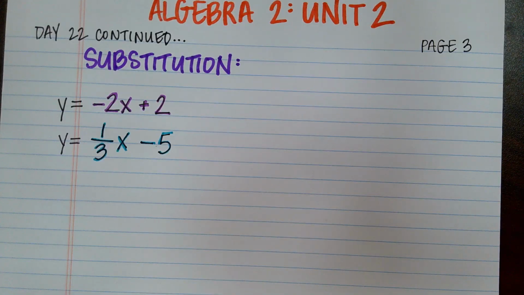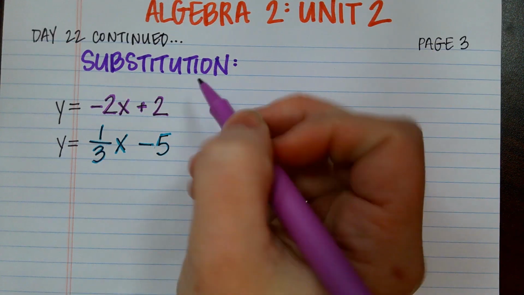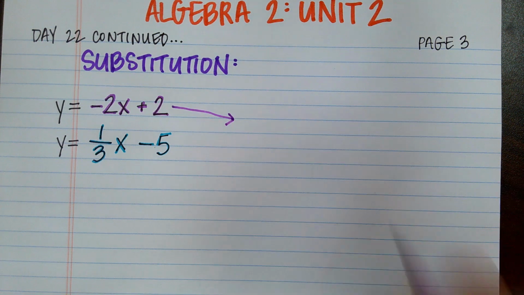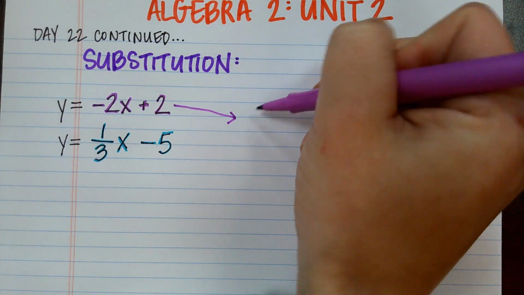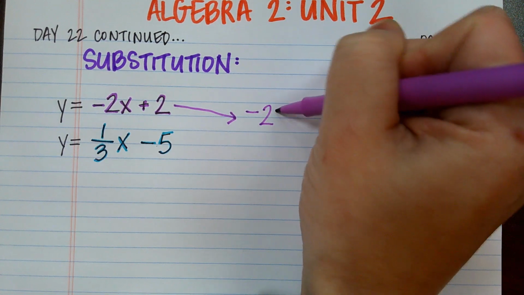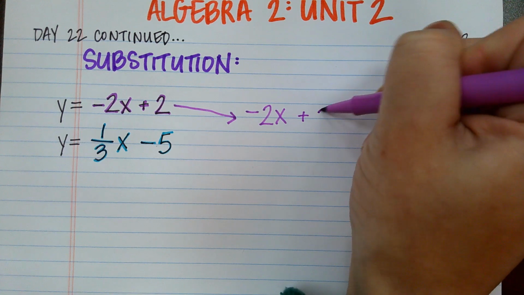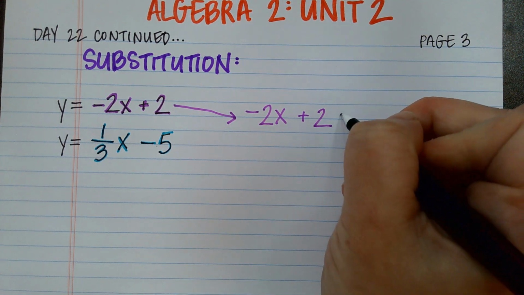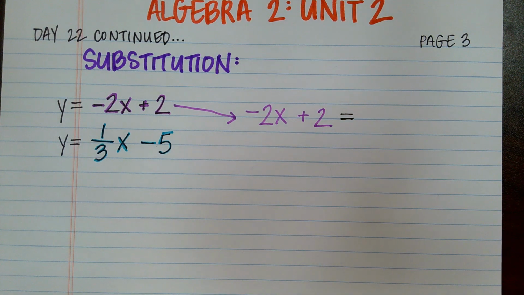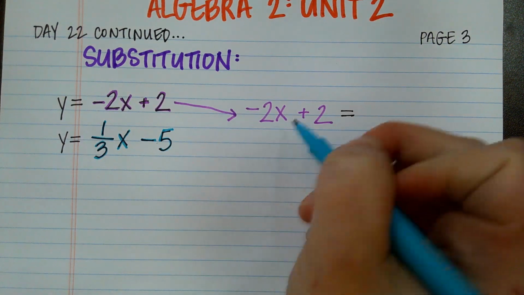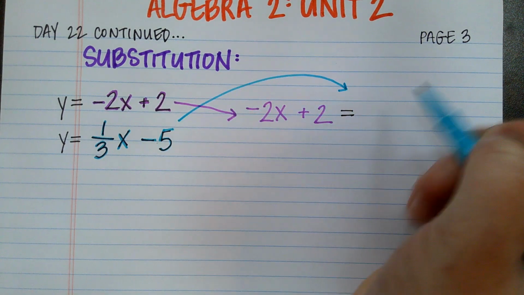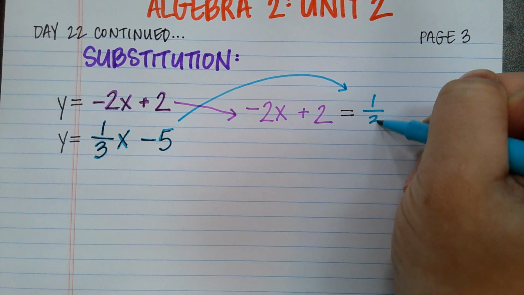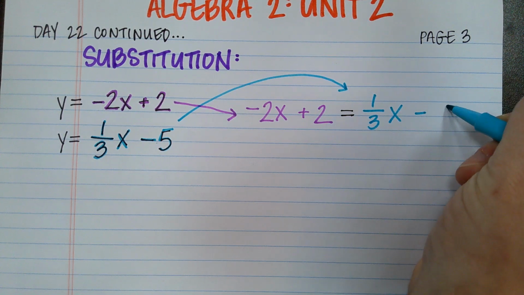Doesn't matter which one you write first. I'm gonna write this one first just because it's on the top. So negative 2x plus 2 equals 1/3 x minus 5.